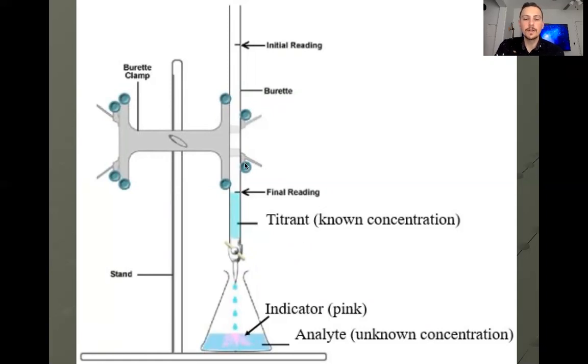Again, we fill up our burette with the titrant. You can use a funnel up at the top. Before we run any of our titrations, it's important that we take our initial reading of where the titrant level is. That way we can take our final reading after we perform the titration, and then we can subtract the two in order to figure out how much titrant we used, because you need to know the volume of your titrant used in order to figure out the concentration of your analyte.